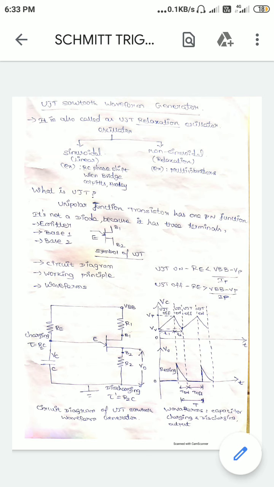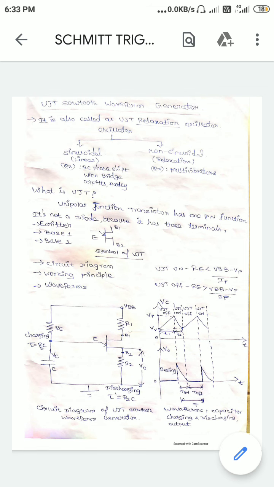Non-sinusoidal oscillator examples are mainly multivibrators. Last class we already discussed multivibrator types, that is astable, monostable and bistable multivibrators. And this UJT sawtooth waveform generator is also a type of non-sinusoidal oscillator.